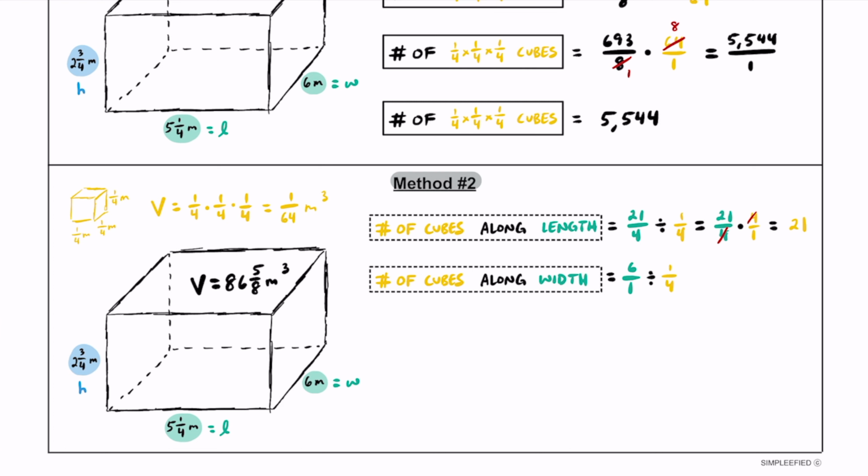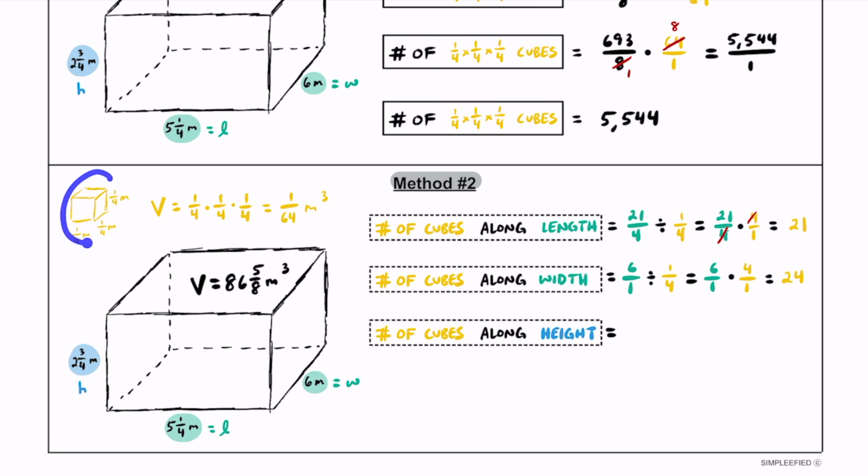If we do that, we can rewrite this as a multiplication problem. So we're going to write 6/1 and multiply that by 4/1, the reciprocal. And if we multiply 6 by 4, that's going to be 24/1, which is just 24. So we're going to be able to fit 24 of these cubes along the width there. Now, what about the height? How many of these little cubes could we stack up and down the height here?